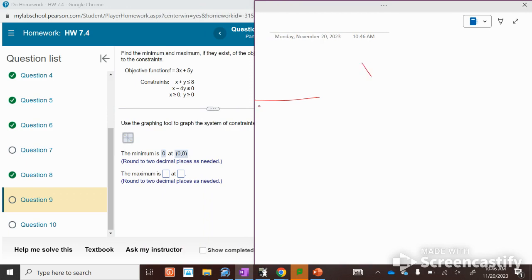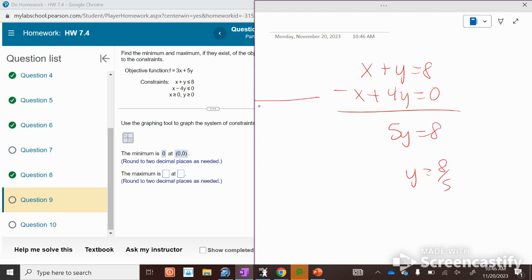Solve them simultaneously. x plus y equals 8. x minus 4y equals 0. So if we multiply this one by -1, I get 5y equals 8. y equals 8/5. If you stick it in there, x plus 8/5 equals 8. x equals 8 minus 8/5. This is 40/5 minus 8/5, which is 32/5.